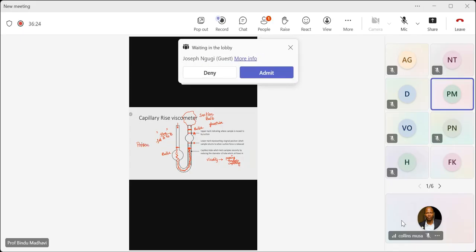So this is going to work on the principle of Poiseuille's law, which says the time taken by the liquid is inversely proportional to the viscosity. Sorry, it is directly proportional to the viscosity. More viscosity, more time, less viscosity, less time.